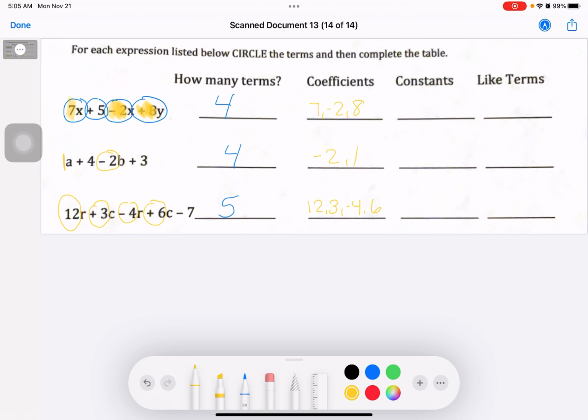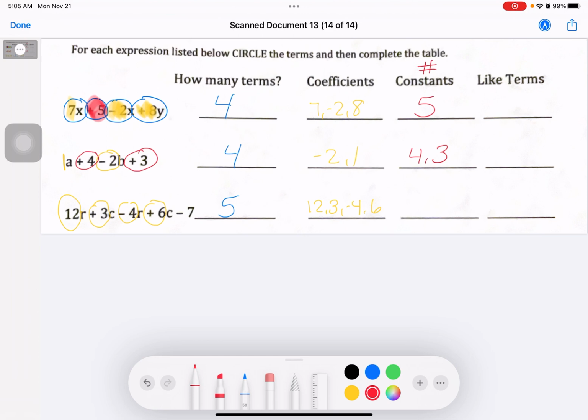Okay. Now constants are terms without variables. So our constants, remember, are just the numbers only. So if I take a look, my constant in this one would be 5. What is the constant in the second one? If you said 4 and 3, you would be correct. These terms do not have variables attached to them.